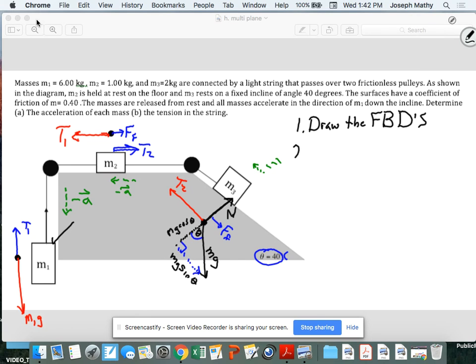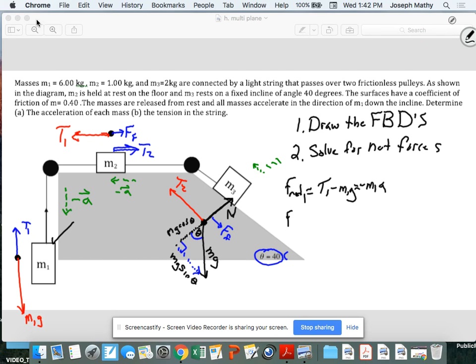Well, the next thing we have to do is solve for net forces. I'm going to solve for F net 1, and F net 1 is pretty easy. It's T1, which is positive, minus M1G, because that's a negative vector, and that equals a negative M1A.